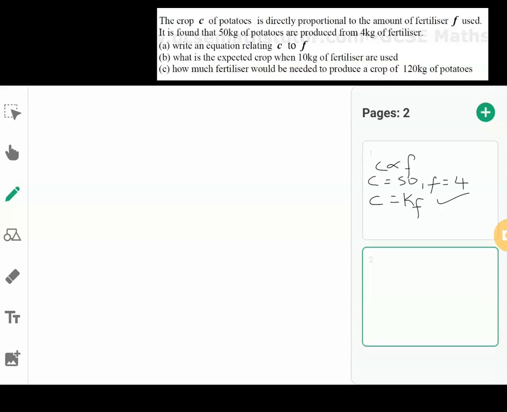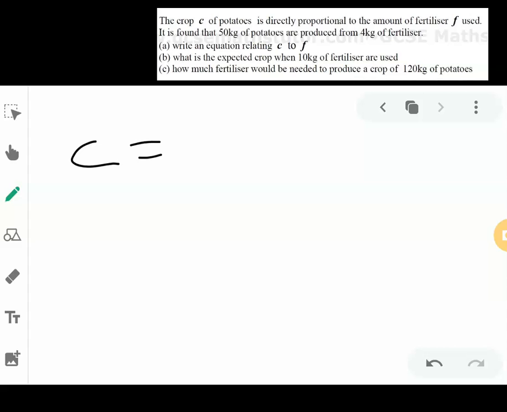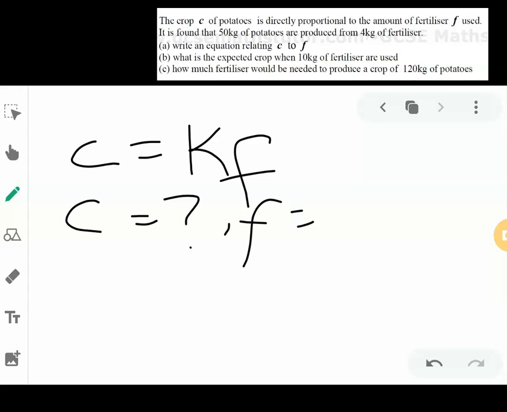Part B says, what is the expected crop when 10 kg of fertilizer are used? So let's write down our general equation for this question. That would be C equals KF. And it says, what is the expected crop when 10 kg of fertilizer are used? So we want to know C when F is 10.